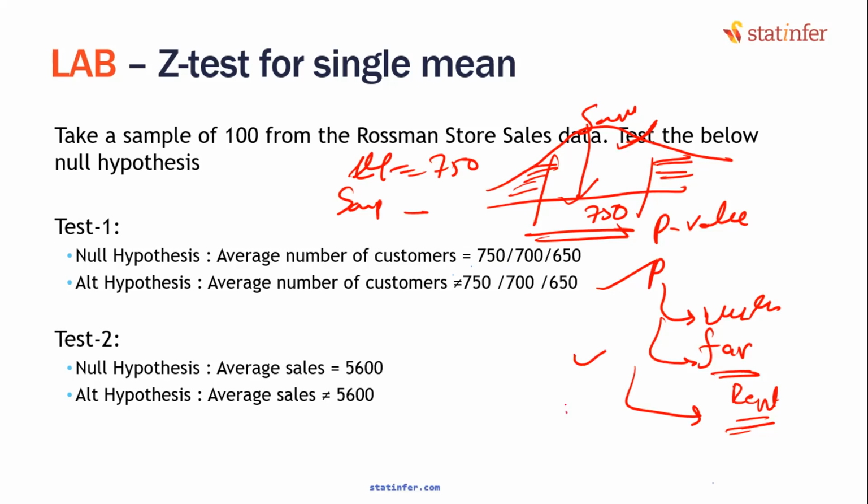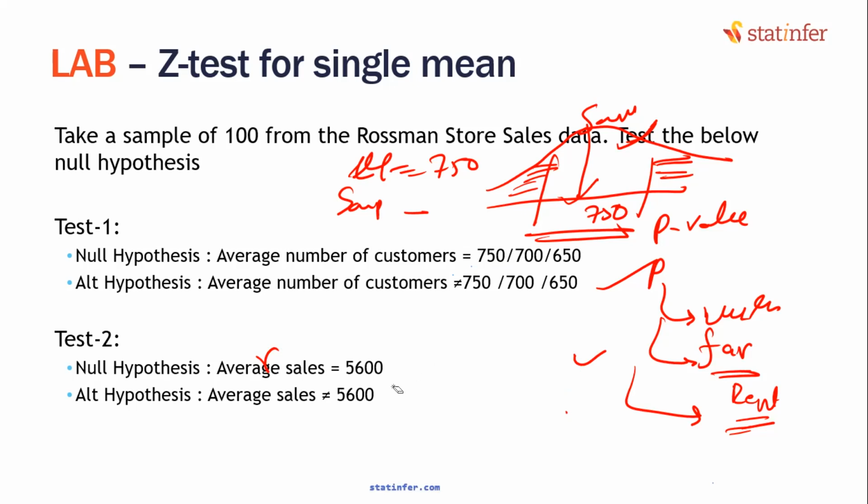Then are you going to accept, like in that cake example? You are expecting it to be in a certain taste range. If it is very bad, are you going to accept the null hypothesis that the taste is good, or are you going to reject the null hypothesis? We reject it, isn't it? Similarly, if we are expecting it to be in a certain range and it is very far, then we reject it.